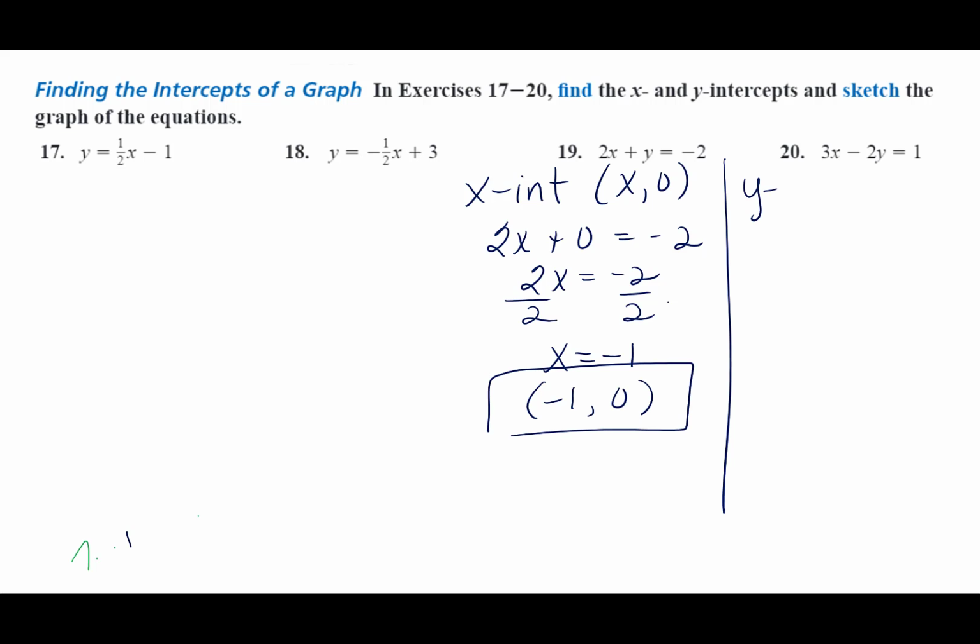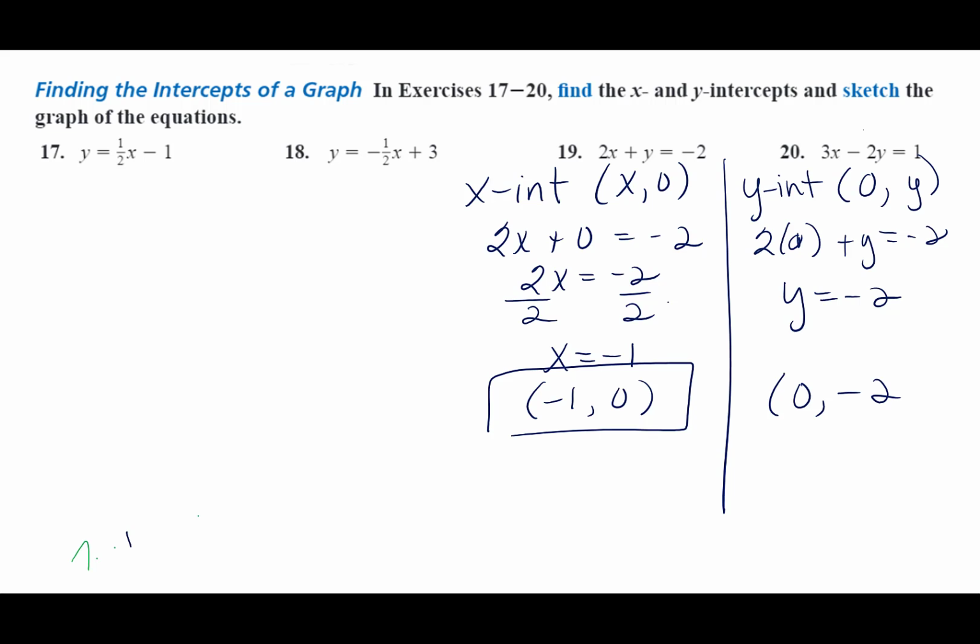Okay, and now to find the y-intercept, I'm still on 19, even though I'm writing directly under number 20. The y-intercept is always in the format 0, y. So now we'll plug in the value of 0 for x. This will be 2 times 0 plus y equals -2. 2 times 0 is 0, so we're just left with y equals -2. Your answer needs to go back as an ordered pair. So the answer is 0, -2.